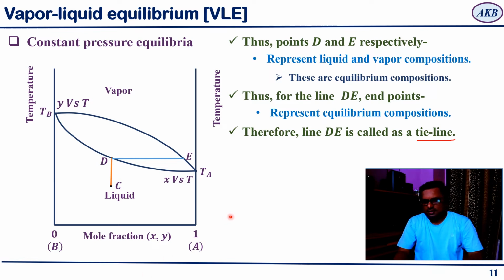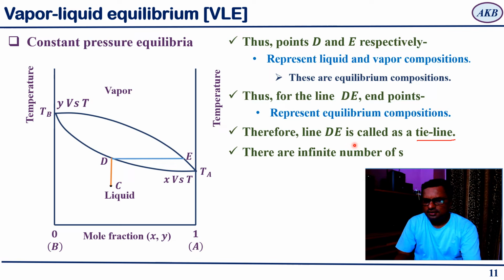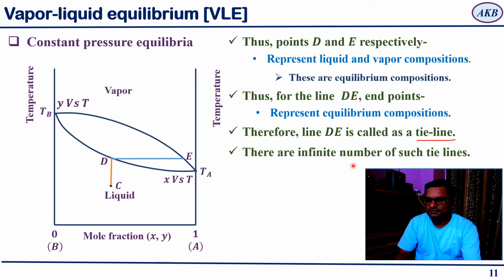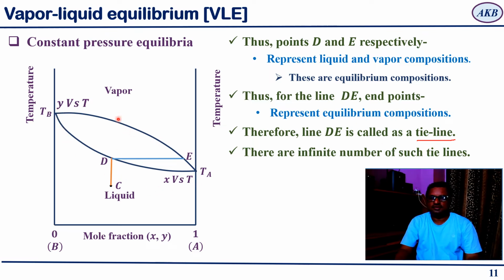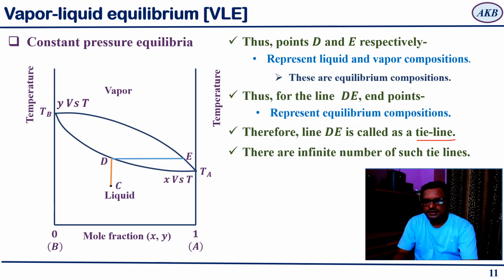Okay. What else we have to know? Once you have understood what a tie line is, you also have to remember there are infinite number of such tie lines on this diagram. So we have understood what a tie line is, and we have also understood that there is an infinite number of tie lines on this particular loop curve. Okay, now let us move ahead.